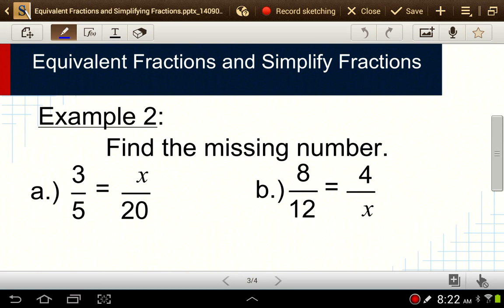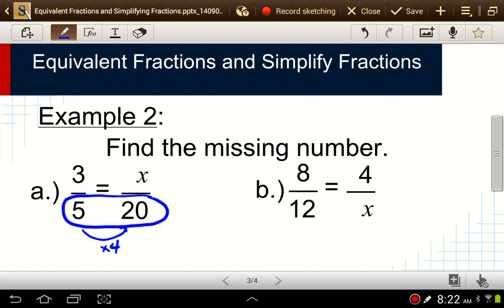In example 2, we have the same situation here where we have equivalent fractions, except you have to figure out what part is missing in the equivalent fraction. In order to find these answers, what you need to do is first figure out what the part is. In this first example A, I know that the denominator in the first fraction is 5 and the second fraction is 20. So how do I go from 5 to 20? I'm always thinking in multiplication or division. So that is times 4.